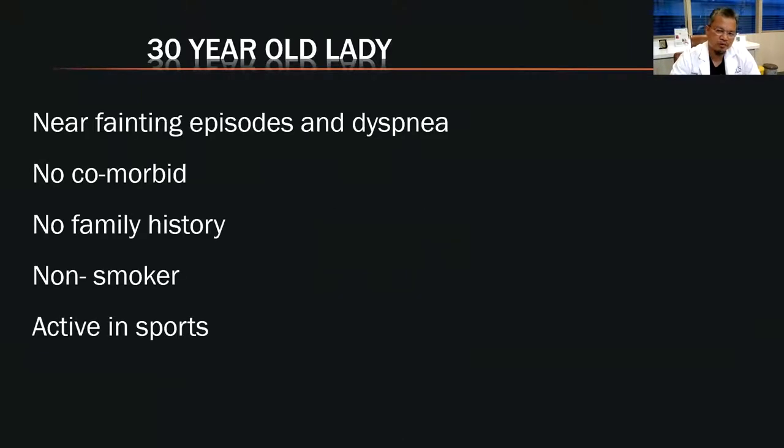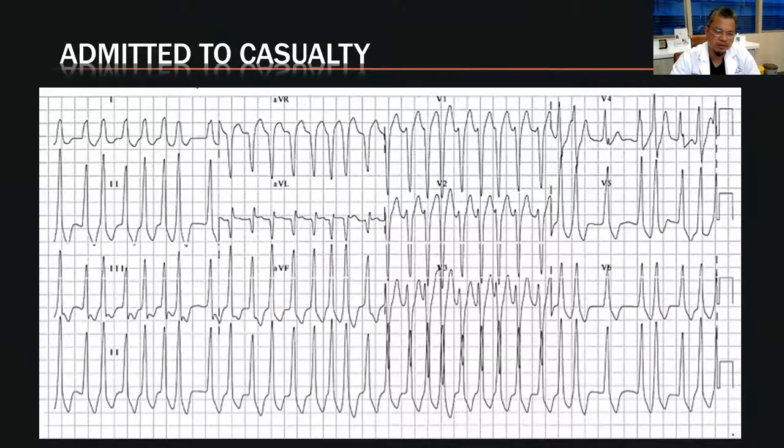We're going to go straight to the case demonstrations. So this is a 30-year-old lady who presented to the emergency department with palpitations and near syncope. You can see here, compared to the one before, this is an absolutely abnormal ECG. It's very bizarre, very broad, very fast, and irregular.